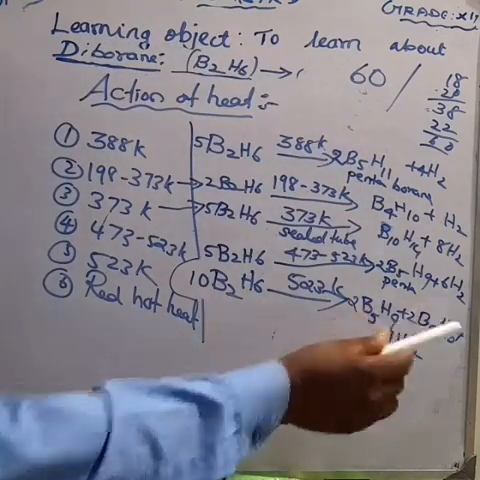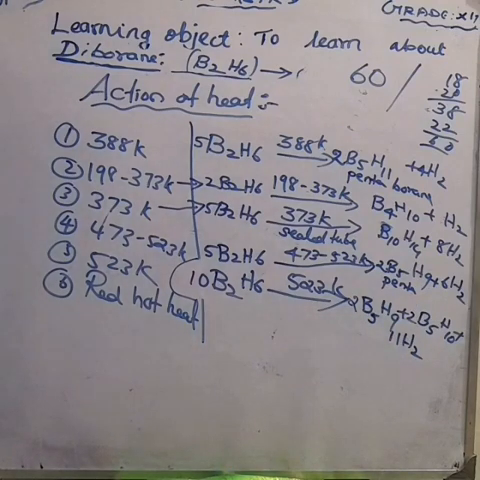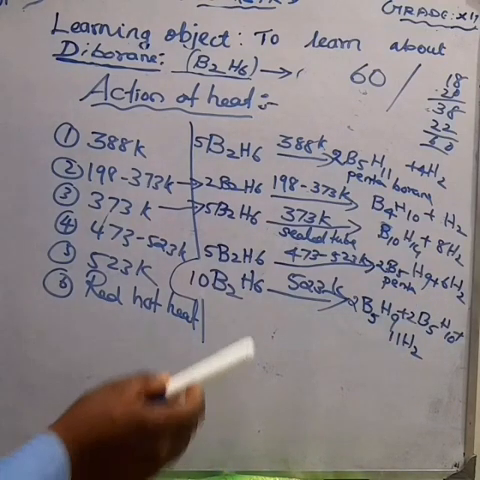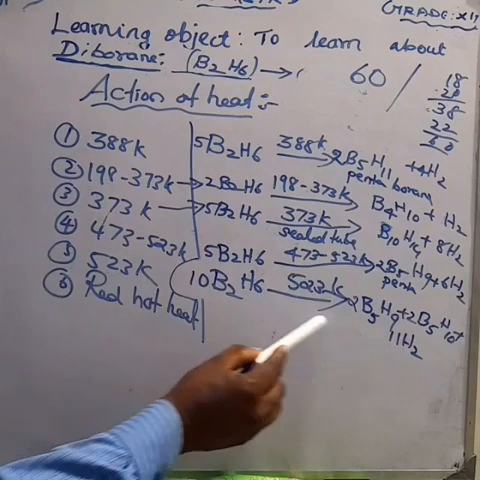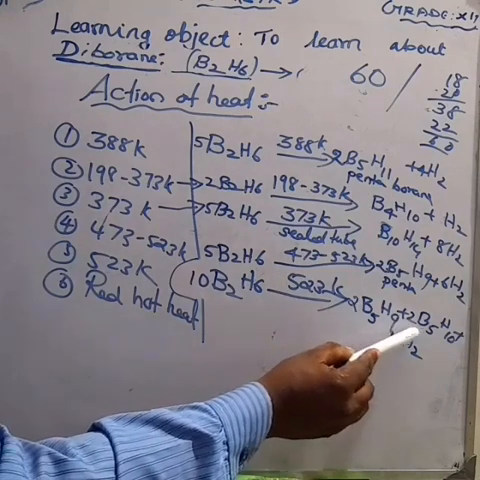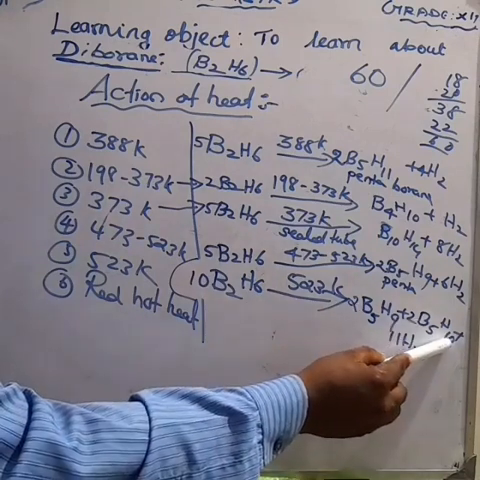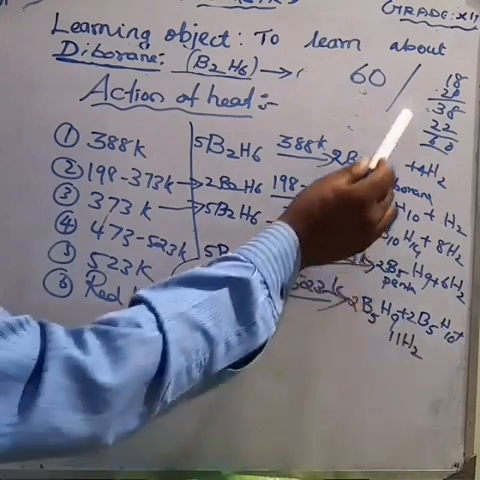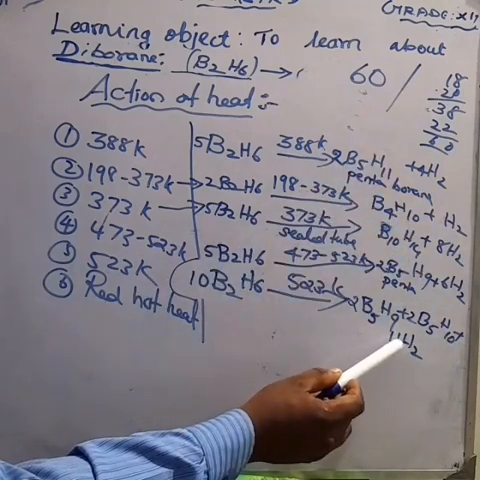5 into 2 is equal to 10, and again 5 into 2 is equal to 10, so 20. But that is balanced. What about the hydrogen? 10 into 6 is equal to 60. What about here? 2 into 9 is equal to 18. Then 2 into 10 is equal to 20. 20 plus 18 is equal to 38.